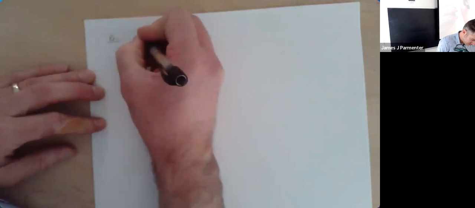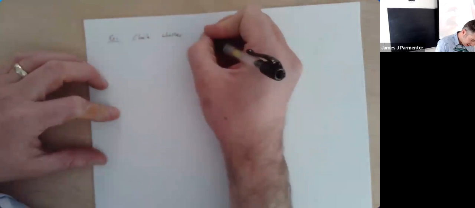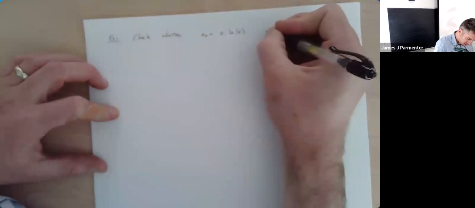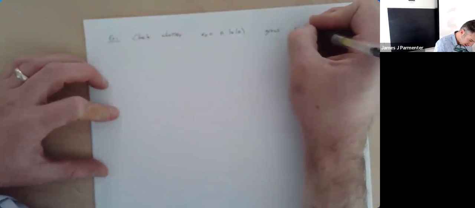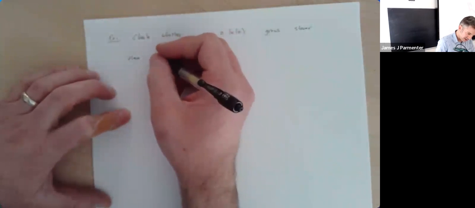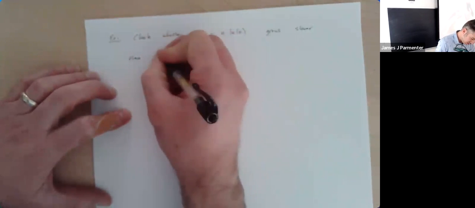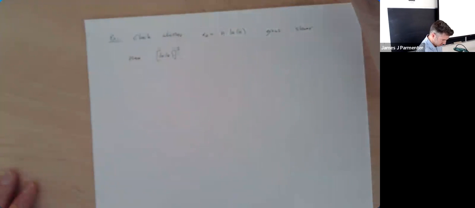I want to check whether, I'm going to make something different up. a sub n equal to n times the natural log of n grows slower than. Let's make up something interesting. I'm going to go with natural log of n squared.